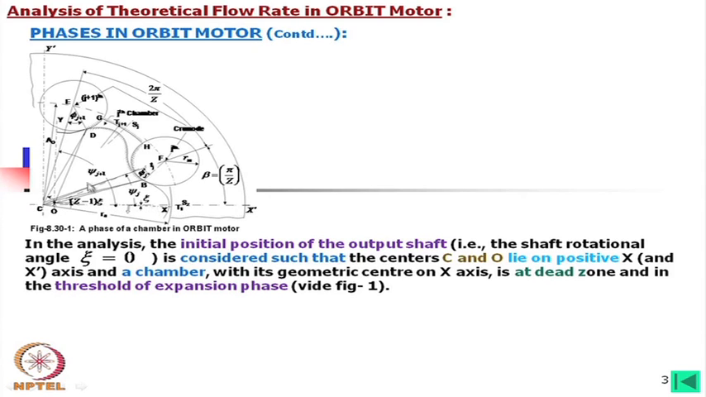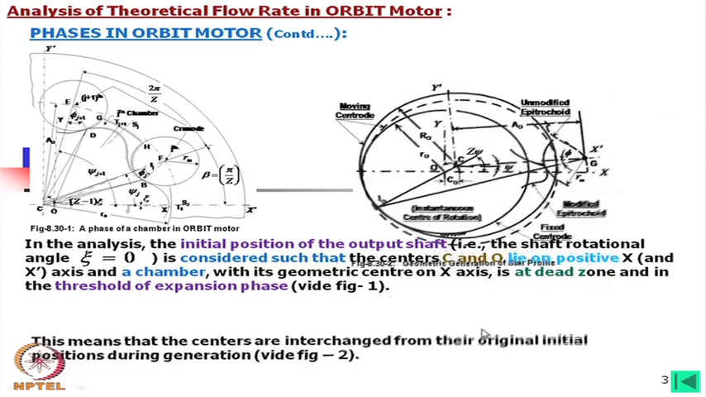Both the axis of the star as well as the x axis of the envelope coincide, whereas the y axis is away at the center distance C O, and this one is on the y axis through the center of the envelope. It is one of its dead zones, we have called it the top dead center, and this is at the threshold of the expansion phase. That means immediately after that, if we rotate in the clockwise direction, the expansion mode will start. Okay.